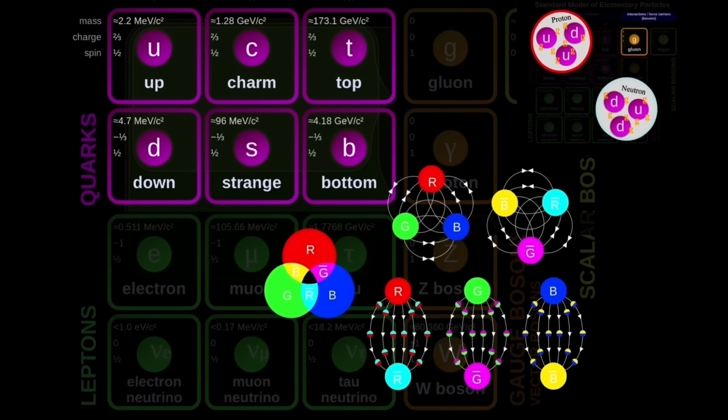All three of the colors, when mixed together, or any of these colors and its complement or negative, are called colorless or white. And they have a net color charge of 0. In a bound baryon, you'll find the color charge of the quarks as well as the color charge of the gluon all add up to white.